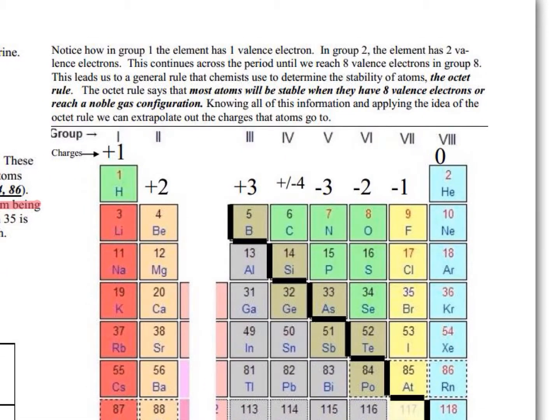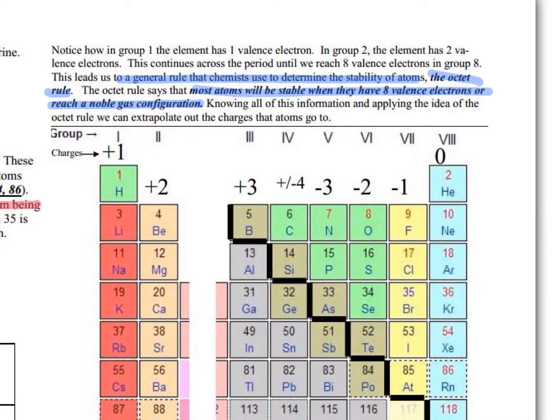Notice how in group 1, the elements have 1 valence electron. In group 2, they have 2. In group 3, they have 3. All the way up through 8. This leads us to a general rule that chemists use to determine the stability of atoms: the octet rule. The octet rule says that most atoms will be stable when they have 8 valence electrons or reach a noble gas configuration. When you have the same number of electrons as a noble gas, you have the same reactivity as that noble gas. They're stable. They don't react.